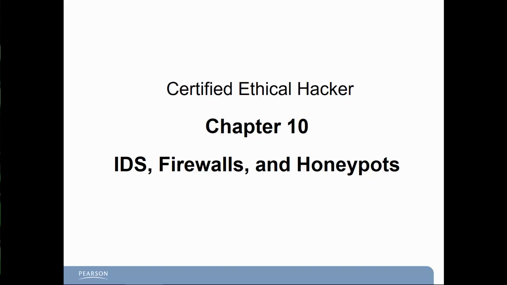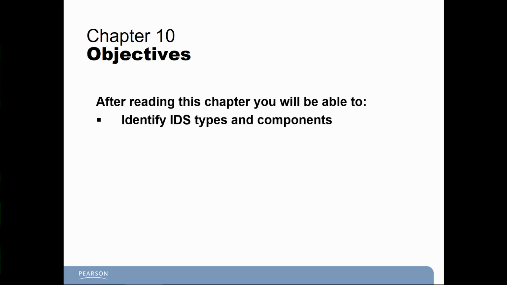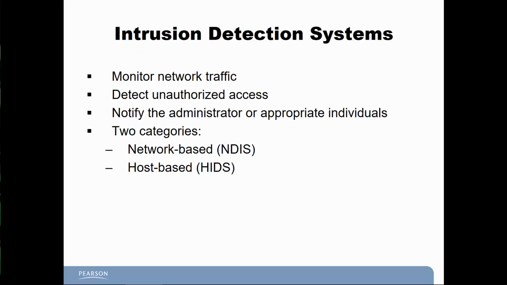This is chapter 10, IDSs, Firewalls, and Honeypots. Again, this is just overview study material. In this chapter, we are looking at identifying IDSs, their components, and looking at Snort. We're going to be describing firewall types and their functions, and describing honeypots.